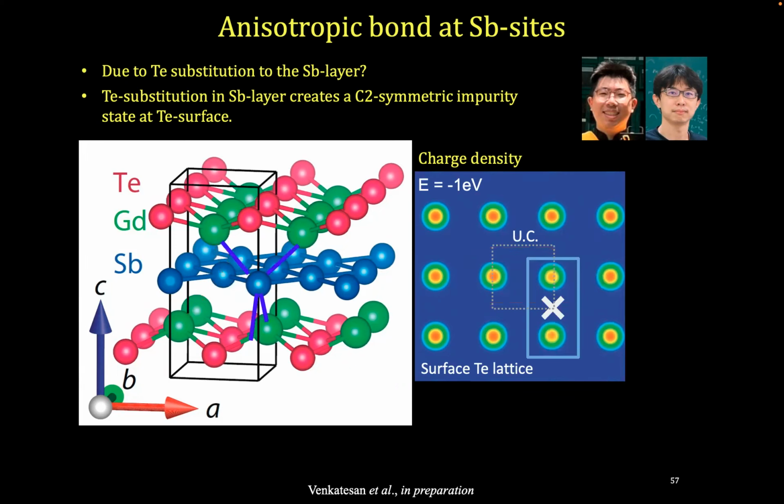And if you dope this particular one, this one will actually have a 90 degree difference from the one in the center. And then you will create another impurity state, but rotated 90 degrees compared to this one here. Okay, so these are from the theoretical and geometric picture point of view.